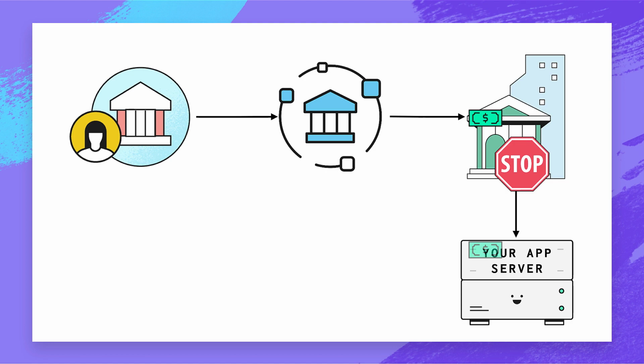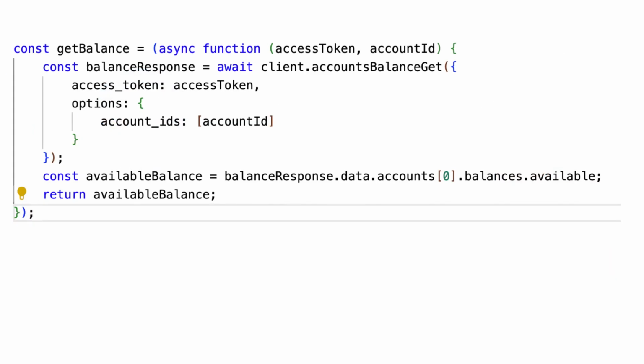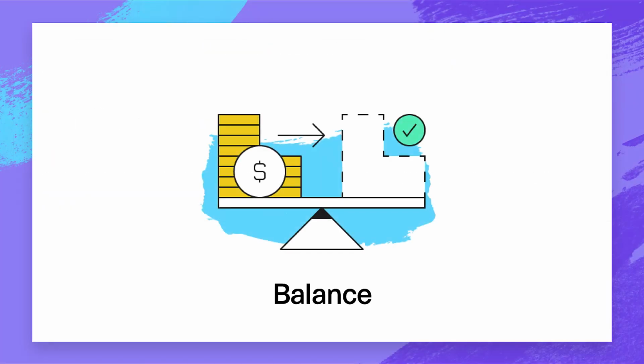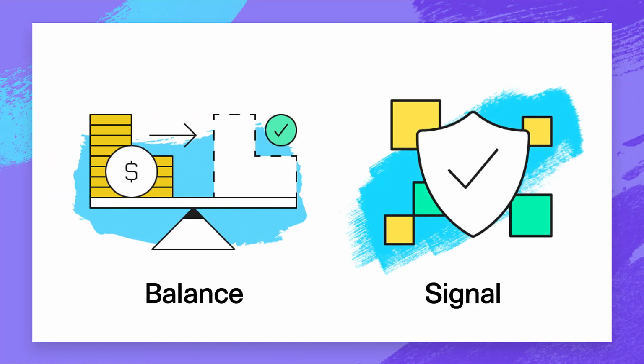If Signal reported a high risk of a bank-initiated return, which is typically caused by insufficient funds or inactive accounts, you could use Plaid's Balance product to verify that the account is open and check its real-time balance. Customers who use Balance and Signal together experience lower rates of returns than those who use just one.